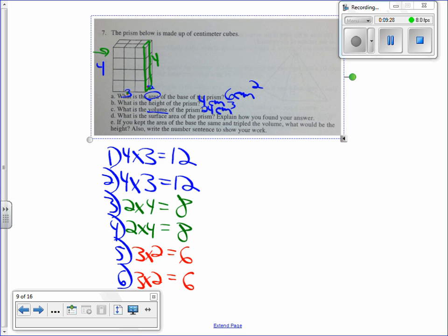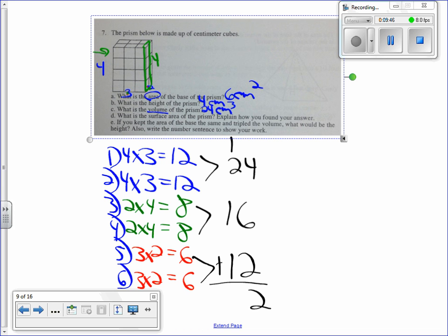Now I have to add all these up. I'm going to use a different color. 12 plus 12 is 24. 8 plus 8 is 16. 6 plus 6 is 12. Go ahead and add up these now. 4 plus 6 is 10, plus 2 is 12. 1 plus 2 is 3, plus 1 is 4, plus 1 is 5. 52, it's area, so centimeters squared.